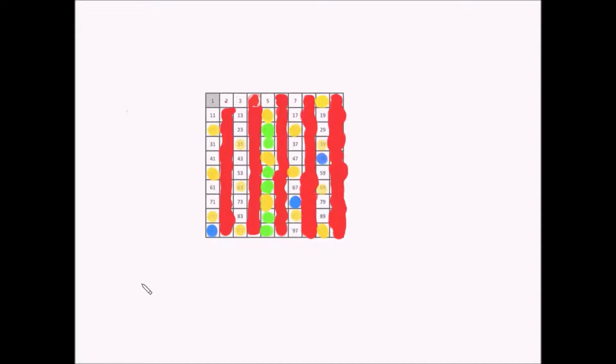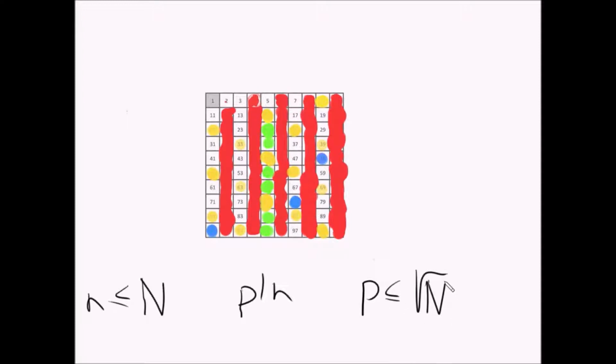The reason this works is, say we had big N numbers on the grid, and we were interested in the number little n, which was less than or equal to big N. Provided we know that n is not prime, i.e. it has divisors other than itself and 1, one of those divisors, let's call it p. So p is a divisor of n. If p is a divisor of n and n is less than or equal to big N, then p is not greater than the square root of big N. So if p divides n, then p can't be greater than the square root of n, i.e. we only have to check up to the square root of the biggest number.